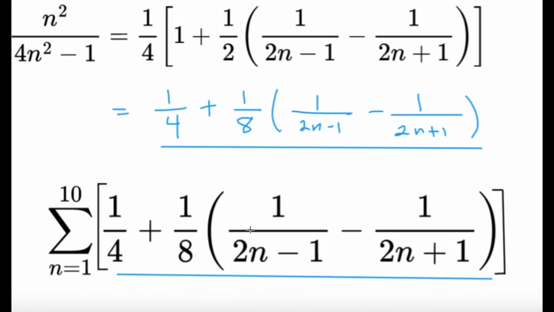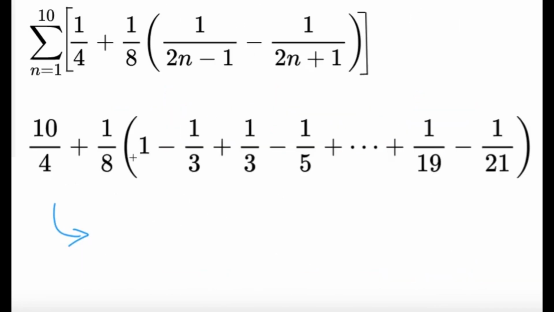Now let's work on this one, because all we have to do is make the right substitutions. The 1/4 becomes 10 over 4. It makes sense because we're just adding 1/4 from n equals 1 to n equals 10. That's 10 times, so 10 times 1/4 is 10 fourths. And then we have the 1/8 times 1 over 2n minus 1 minus 1 over 2n plus 1. If n equals 1, it's going to give me 1 over 1 minus 1 over 3, which is this one. So this is the term when n equals 1, with the 1/8 outside.